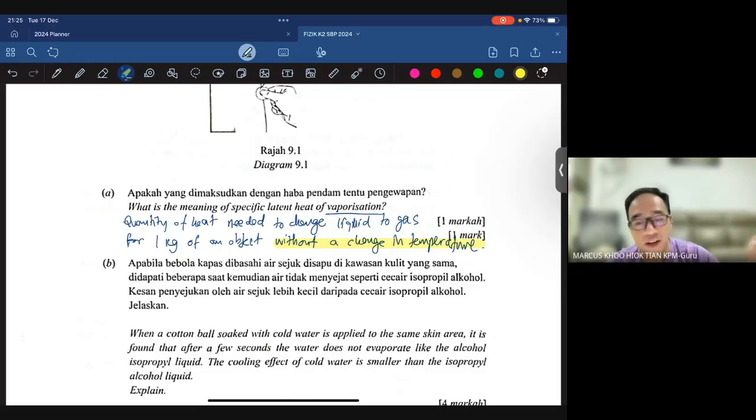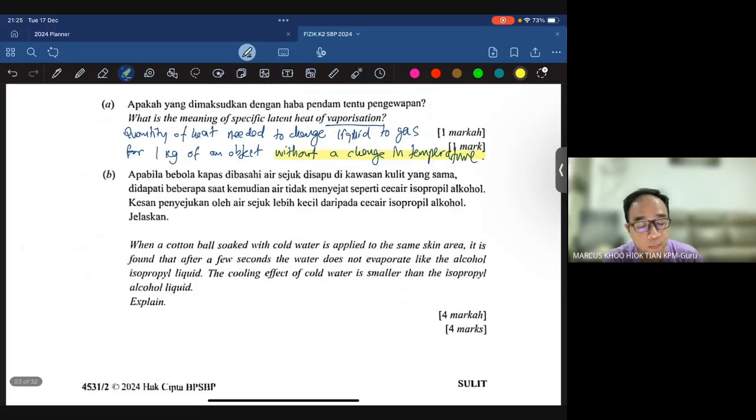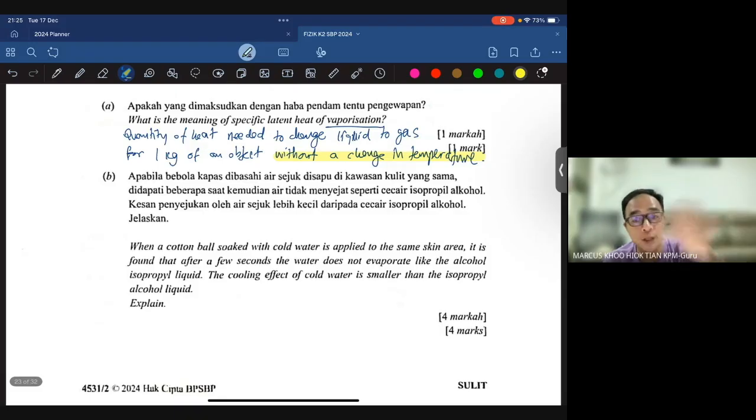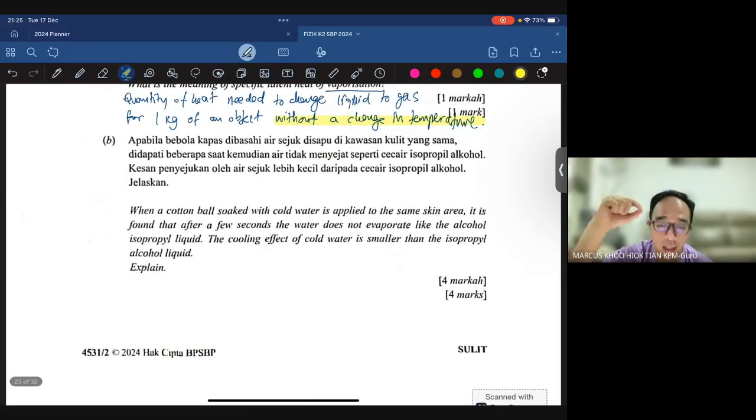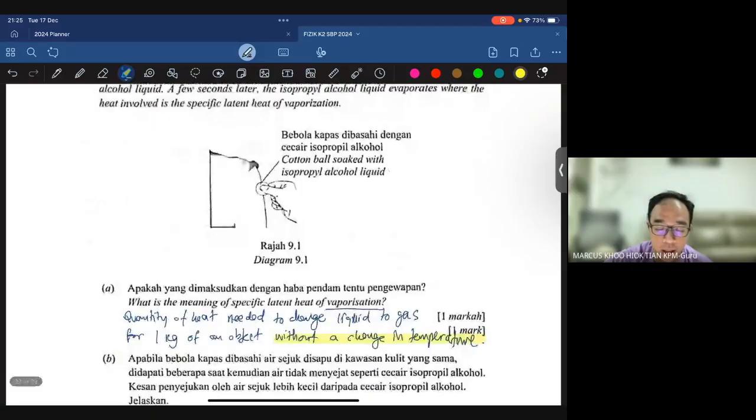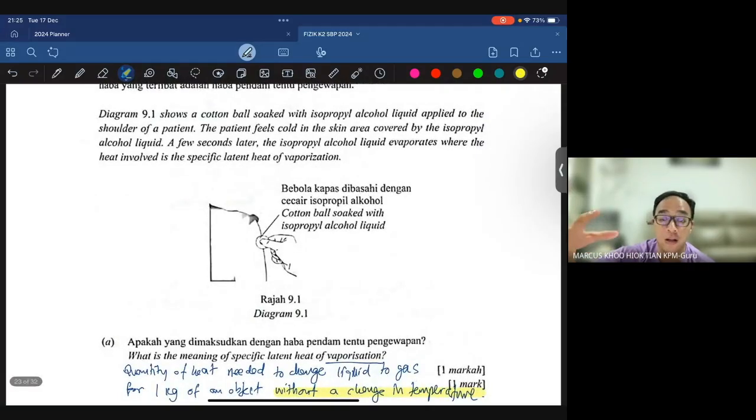I suppose you can say vice versa also lah. Okay, but generally this would be the answer that you want. Okay, how much heat you need to change between liquid to gas without a change in temperature. Okay, there are a few variations of this definition. Okay, but I think the keywords are in the answer that I gave you lah. Okay, this is the interesting question. When a cotton ball is soaked with cold water, in this question is soaked with the isopropyl alcohol liquid lah.